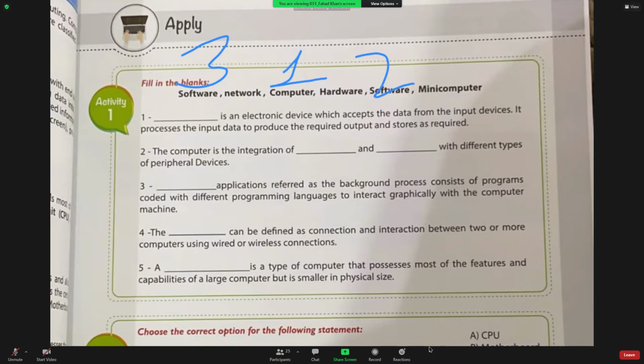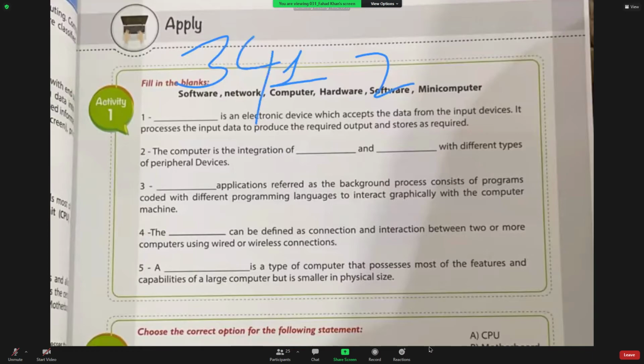Mashallah, I think you are good students. I think all of you can answer these questions. These are easy questions, guys. The dash can be defined as the connection or an interaction between two or more. So I'm telling you the answer. Don't worry, mashallah, you guys know it. It's network. Fourth one, network. So I'm writing in network.